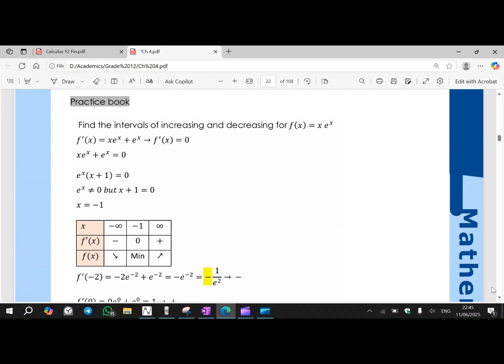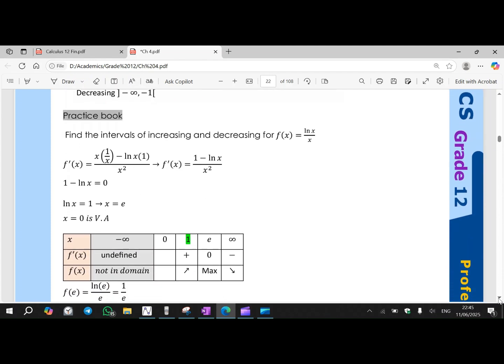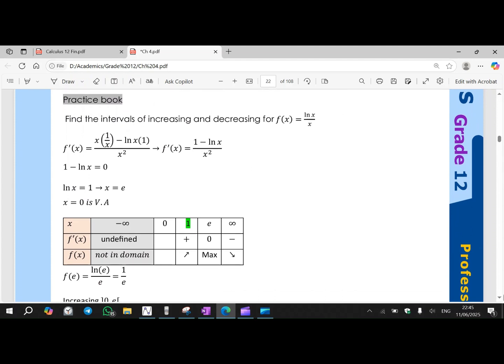Okay, a question from the practice book. x e^x. That's quite close to the Wizari question I just solved. Ln x over x. Okay, let's solve this. Ln x over x. What should we find? Find the intervals of increasing and decreasing. We need to find intervals of increasing and decreasing. So we begin with the derivative.